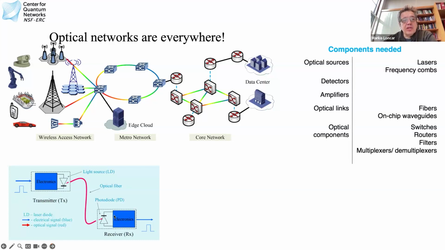On the other end, of course, you need to receive this information and convert it back to electronics. For that, you use photodetectors. These are very well developed classical components.